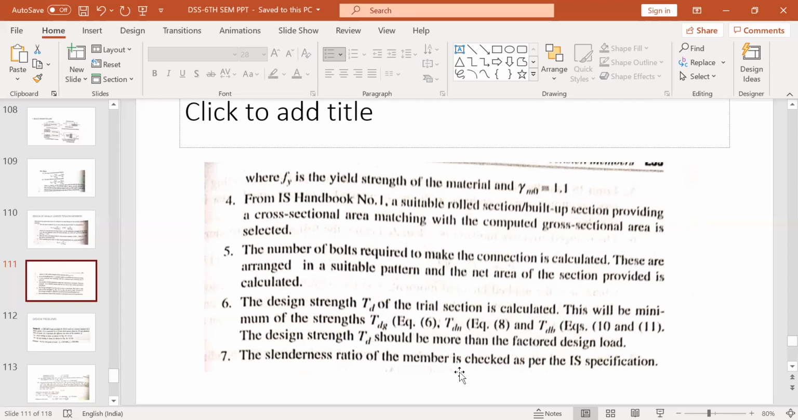Now check the slenderness ratio. Once you have selected, you have to check the slenderness ratio as per the IS specification. In reality, for tension members we are not bothered about the slenderness ratio. Slenderness ratio is an important factor of concern in compression members, but in order to satisfy this requirement, we should give it a check as per the IS code. As per tables, as per type of connection and type of members, there is a list for the type of member and slenderness ratio. Your member should fall in that slenderness ratio. If it is falling, then your design is okay. So this is how you design a tension member.